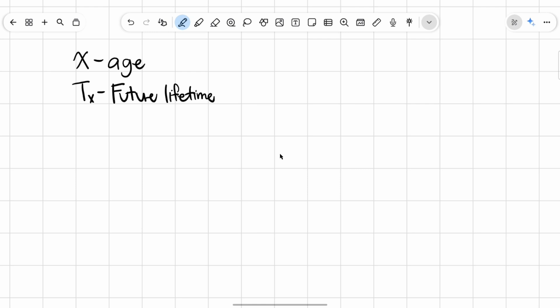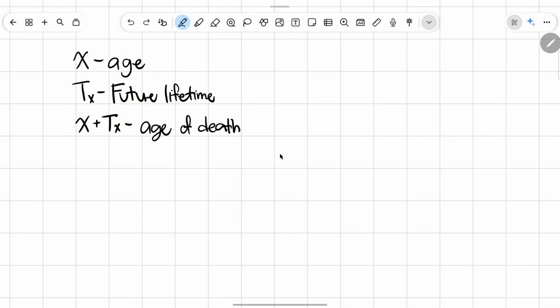Now, if you combine x, or his age, plus his future lifetime Tx, this is just the age at death. This is very intuitive because x is his age and Tx is the remaining time he has. Note that Tx is continuous valued and also a random variable.